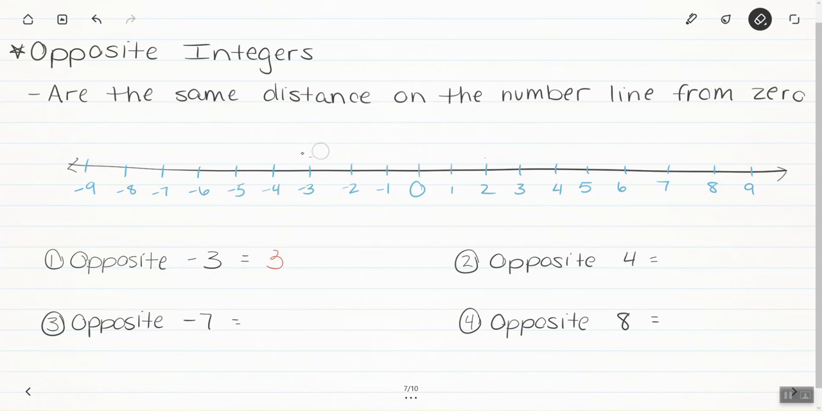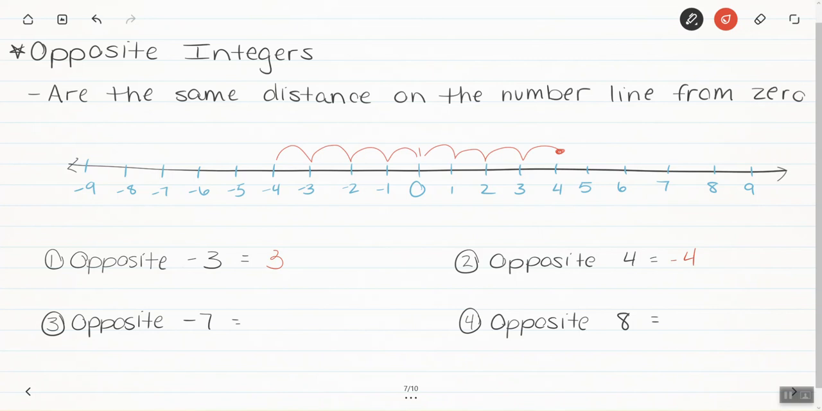Okay, looking at that again. What would the opposite of 4 be? Well, here's 4 on the number line. Here's 0. If I count 4, there's 1, 2, 3, 4. For +4, now I need to do the opposite, which would be 4 the other side of 0. 1, 2, 3, 4. So that's -4.